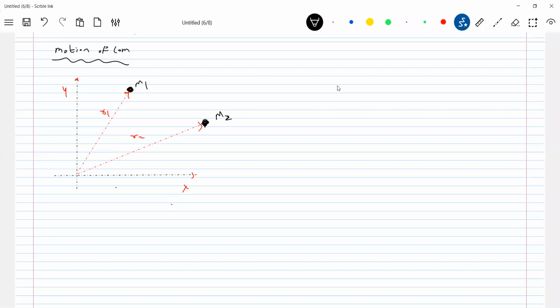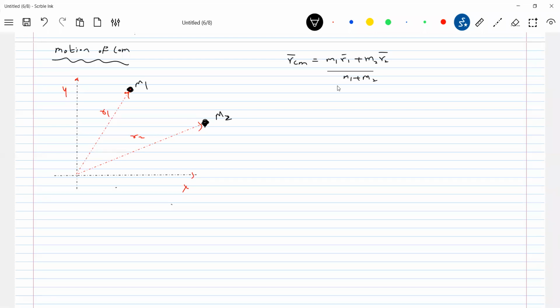Let me introduce the idea of motion of center of mass. These are the position vectors of the particles. So what is the equation? We'll write it: R_CM bar equal to (m1 r1 bar plus m2 r2 bar) by (m1 plus m2).